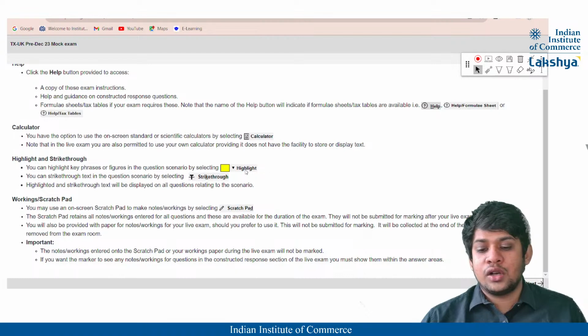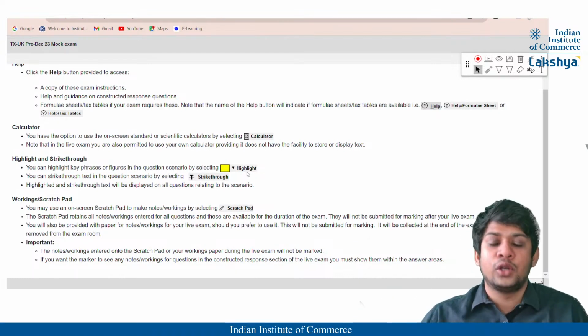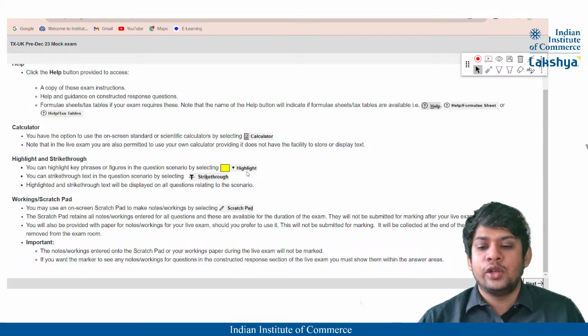Yes, there will be a highlight option provided to you. If you want to highlight any line which is doubtful to you, which you want to review, you can highlight that line also. And you will be given a calculator and a scratch pad. So calculator, obviously you are provided with a calculator.